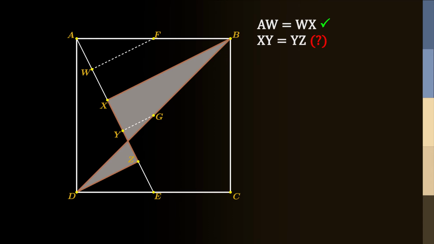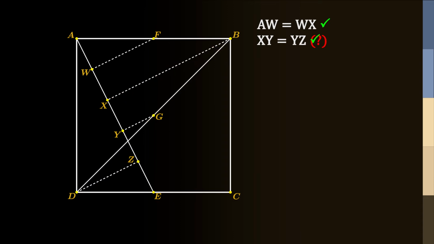Knowing that, let's look again at the trapezoid XBDZ. We know that G is the midpoint of the diagonal BD, and GY is parallel to the two base sides. So Y divides the XZ side in two, ergo XY is equal to YZ. Now then, we are halfway there.